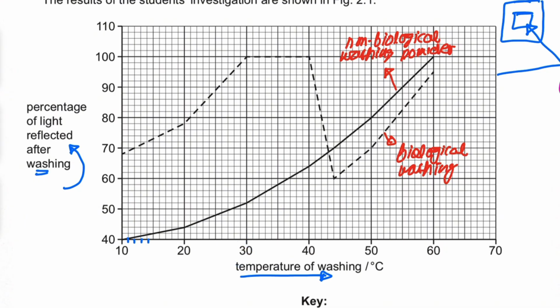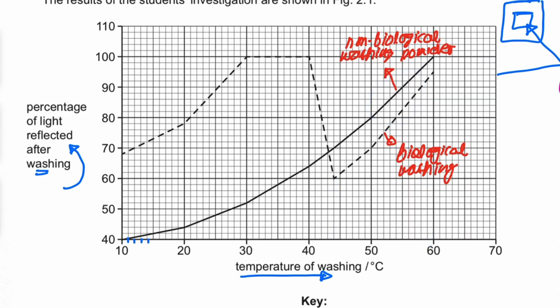But if we see the non-biological washing powder, unless we raise it to a higher temperature of 60 degrees centigrade, the non-biological washing powder would not be able to remove 100% of the stains. Another point is that if we look at the temperature values from here to here, we see less of a difference between them.